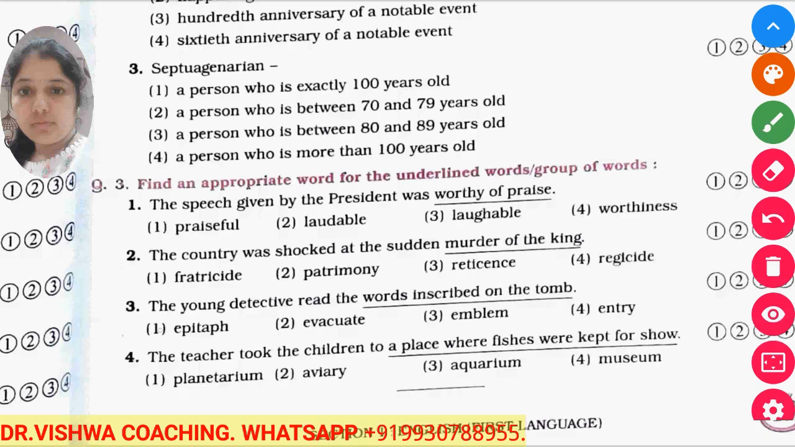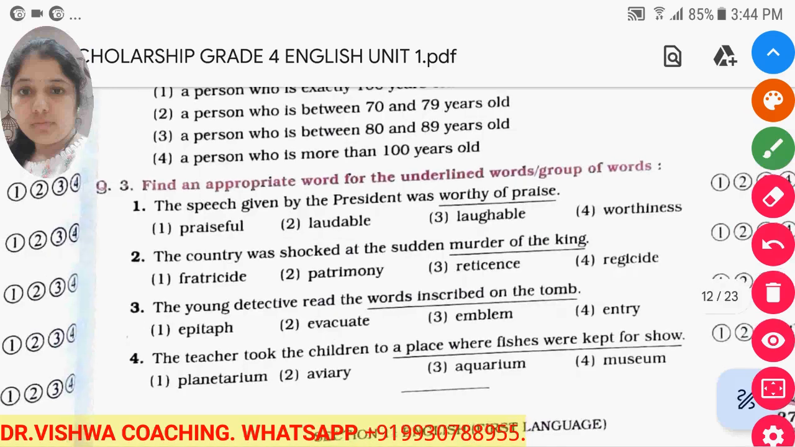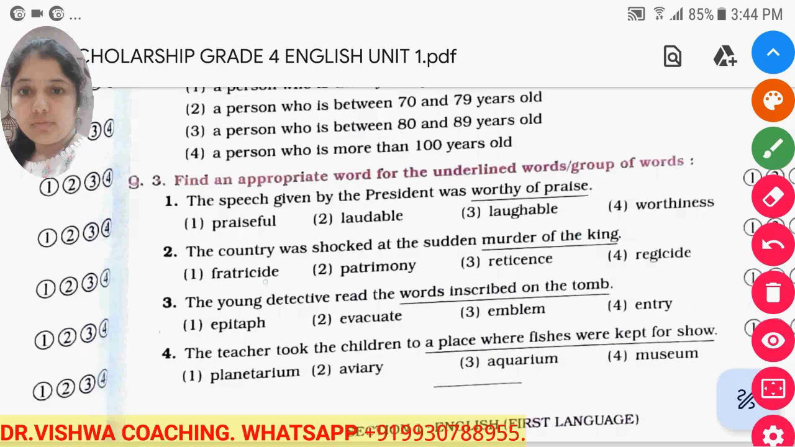This one you try at home. We'll take the next one. The young detective read the words inscribed on the tomb. Now see, for the words inscribed on the tomb, we have to find the correct word. So it is epitaph.